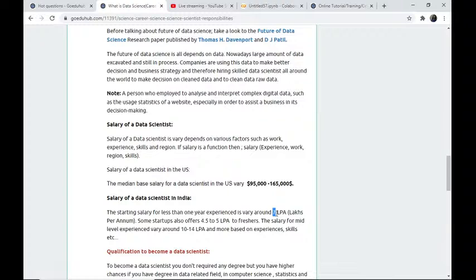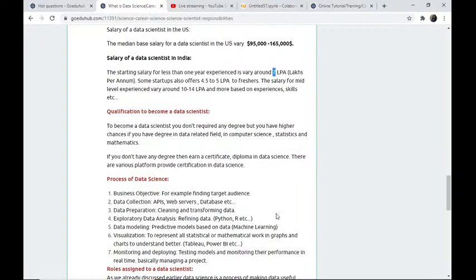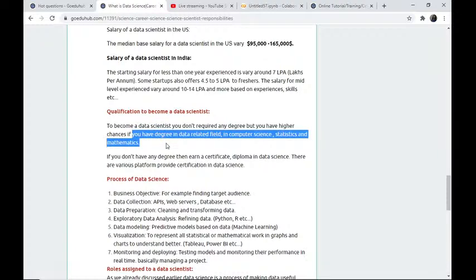Now the question that comes to mind is, what skills do we need for this? What skills do we need to be a data scientist? To become a data scientist, you don't require any particular degree, but you have a higher chance if you have a degree in a data-related field, such as computer science, statistics, mathematics, or any field related to them. If you are from some other field, then you can go for some certifications. You can go for some data science related certifications.